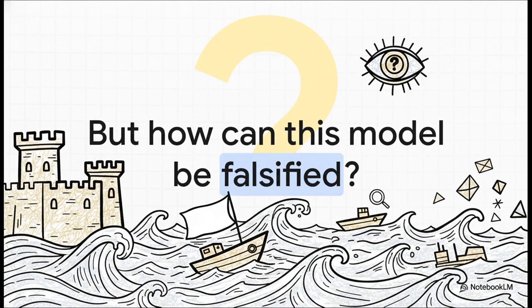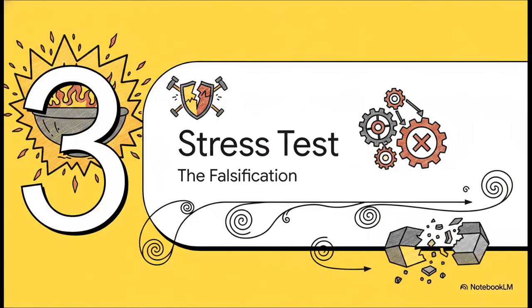So, we've set up these incredibly strict theoretical rules, right? But any good scientist has to ask the next logical question. How can this model actually be falsified? I mean, how do we drag this theory out of the cozy safety of logical axioms and throw it into the harsh reality of empirical data? Which brings us to part three, the stress test, the falsification crucible.